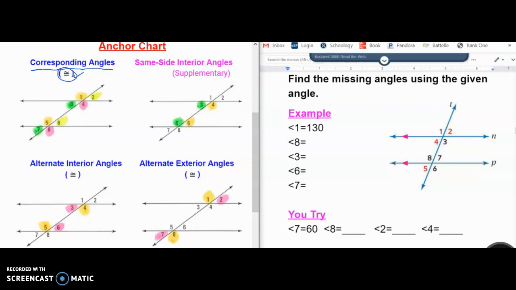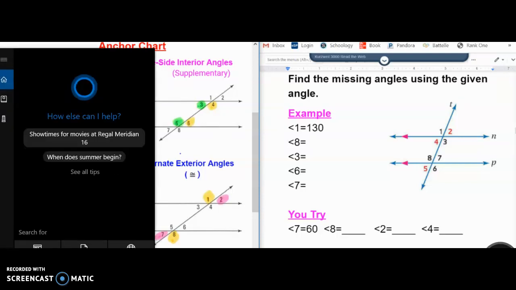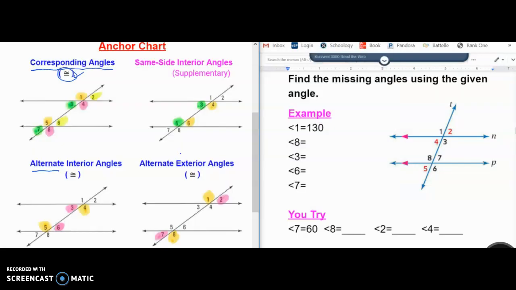Now let me skip same side interiors for now. Go down to the left where we have alternate interior angles. Those are also congruent, which means they are the same. Alternate means different. Alternate interior means that they are between the two lines, but on different sides.